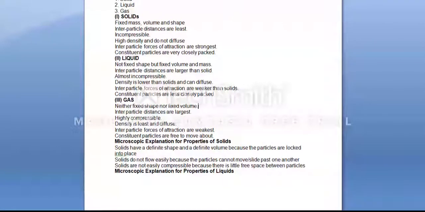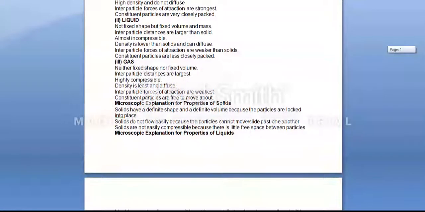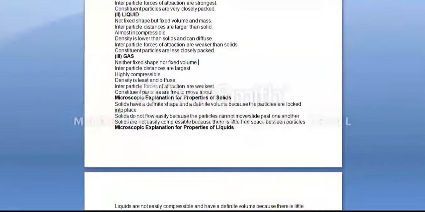Interparticle forces of attraction in liquids are weaker than in solids. Constituent particles are less closely packed. Gas: neither fixed shape nor fixed volume. Interparticle distances are largest. Gases are highly compressible. Density is least and they diffuse. Interparticle forces of attraction are weakest. Constituent particles are free to move about.